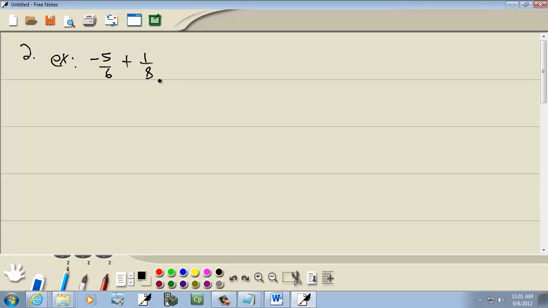Well, we have to get a common denominator before you can add fractions or subtract fractions. So let's find the LCD of 6 and 8. Now we're going to do the prime factorization of each one. 6 is 2 times 3, and 8 is 2 times 2 times 2.